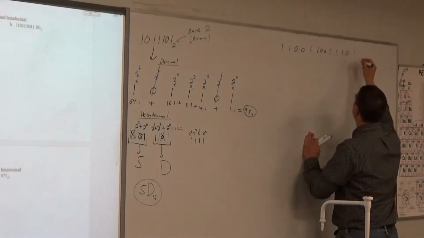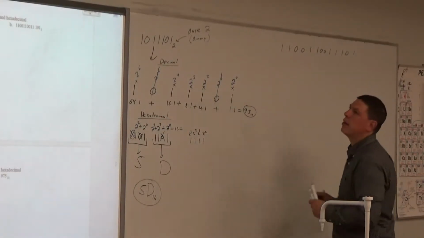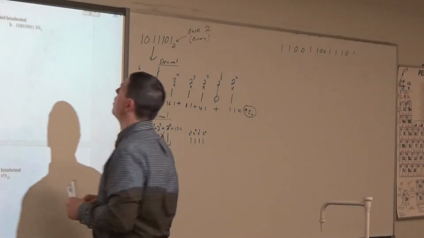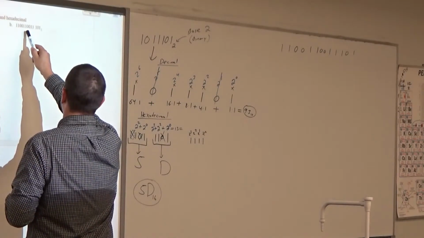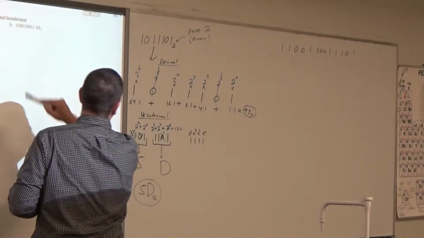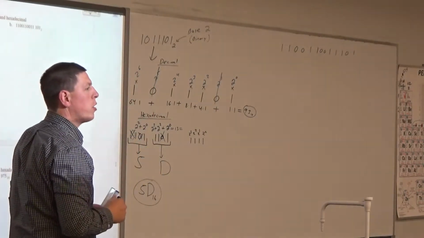You got one too many zeros. Oh, yeah, right at the very beginning. 11001, 1001, 1101. That's good.